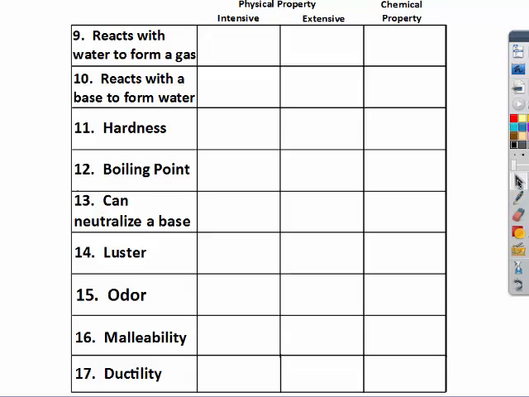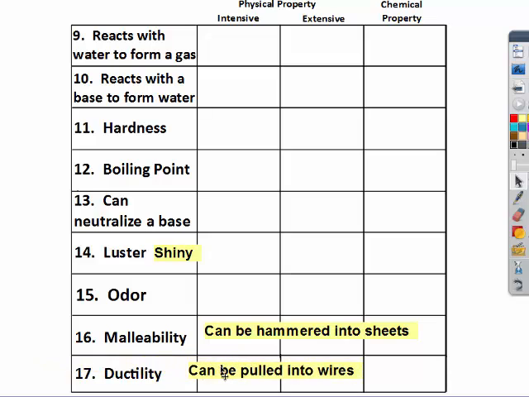Before trying 9 through 17, luster, make sure you know, is shiny. You need to know the definition of malleability. It's that it can be hammered into sheets, and ductility means it can be pulled into wires. Go ahead and pause the video and try 9 through 17 on your own.